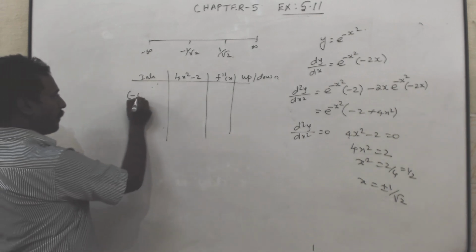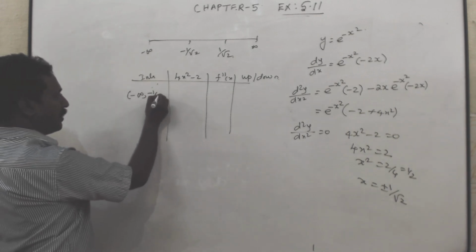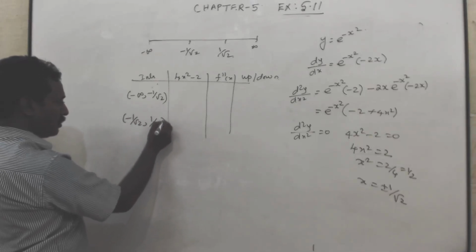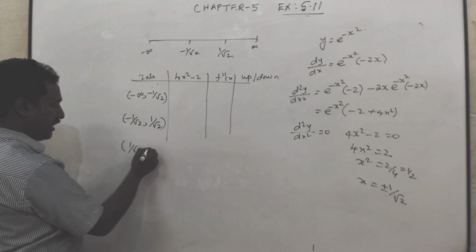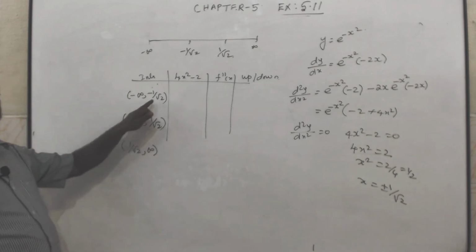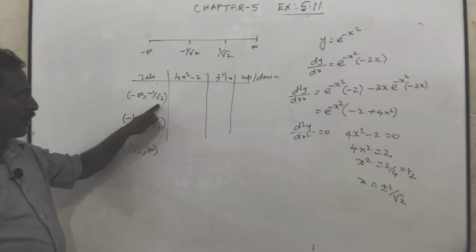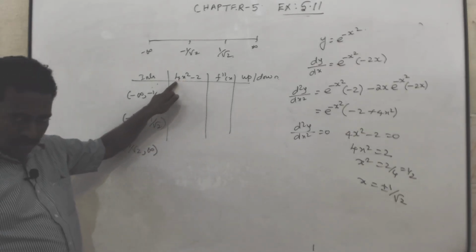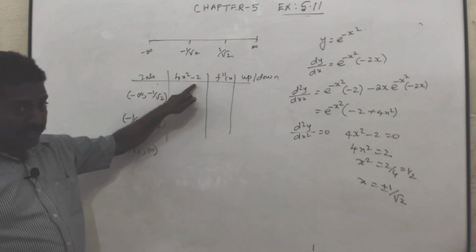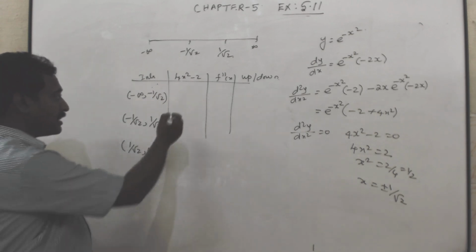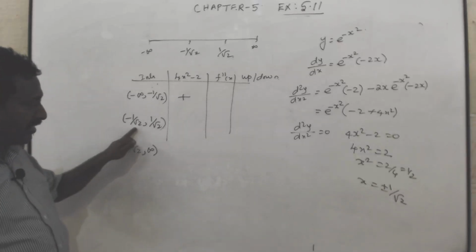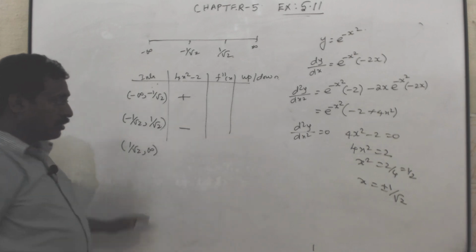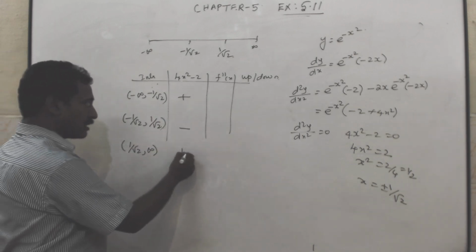What is the first interval? Minus infinity comma minus 1 by root 2, minus 1 by root 2 comma 1 by root 2, 1 by root 2 comma infinity. In between, if I consider minus 1, minus 1 square is 1, 1 into 4, 4. 4 minus 2 is 2, positive. In between, 0: 0 minus 2, negative.